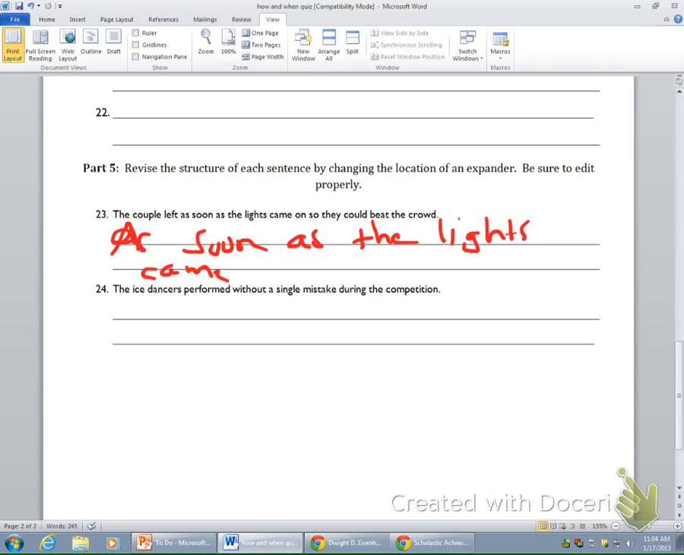Now, what is that telling me? Everybody? When. And how many words are in that little expander? 5, 6. So what do I need? A comma. Shh. Zip it. I need a comma. As soon as the lights came on, comma, the couple left so they could beat the crowd. That's one way of revising it.